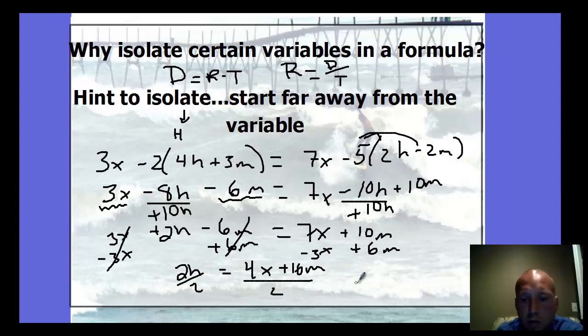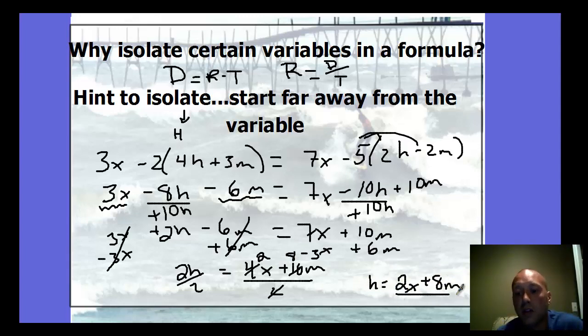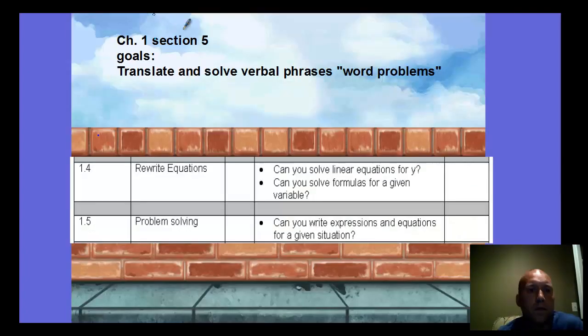When I divide that by 2, I will find that h actually is, I can reduce this 2 going into the 4 and the 16, so I'll have 2x plus 8m. I don't have a statement or a value, I have an expression left over. I don't care what's on the right-hand side, I just care that h is by itself. Just isolating h, that's all we're doing.